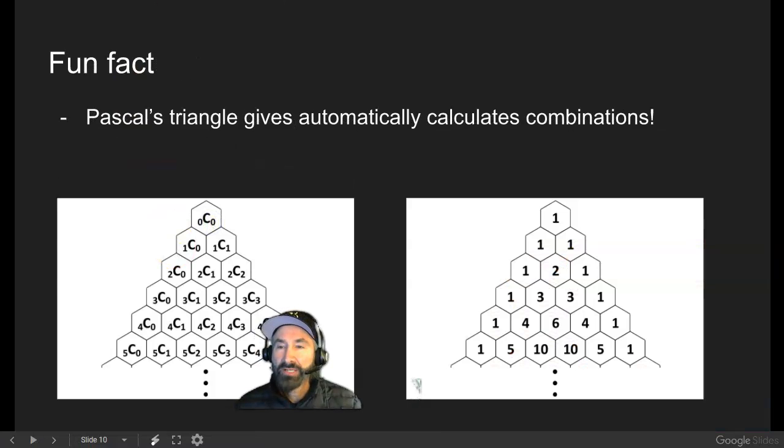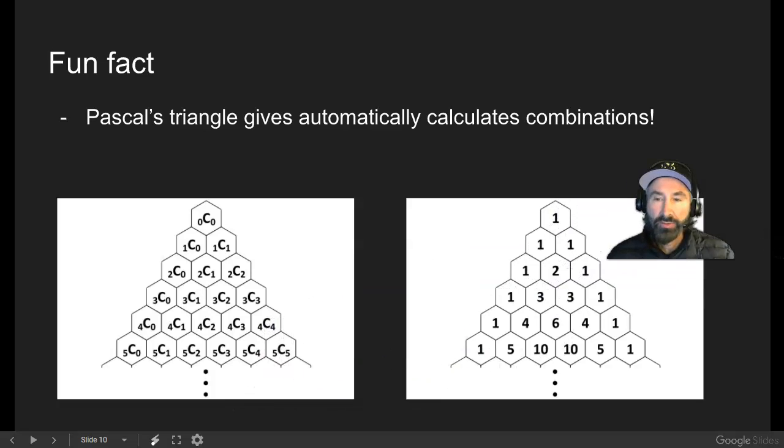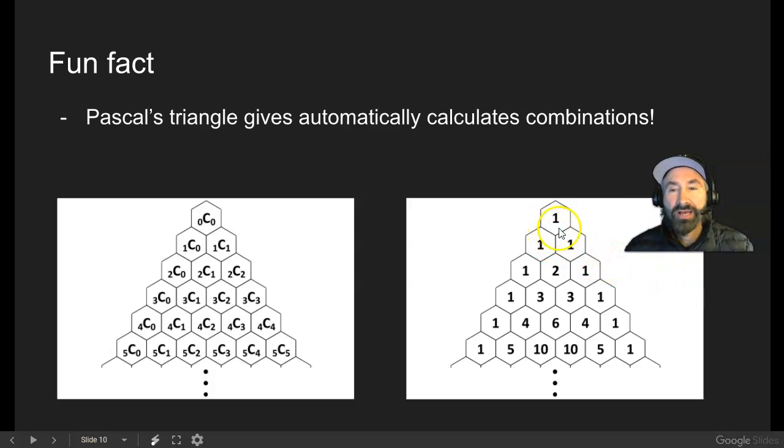Oh, I just wanted to throw in a little fun fact for you. For those of you that recall learning about Pascal's triangle in a previous math class, I'd like to point something out. If you understand how to generate Pascal's triangle from scratch on your own with pencil and paper, then you can automatically calculate many combinations.